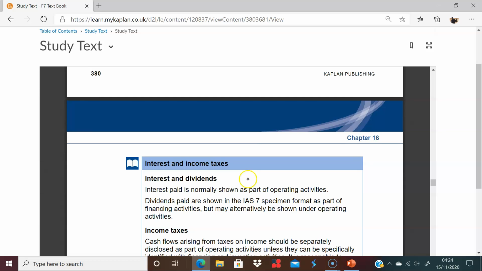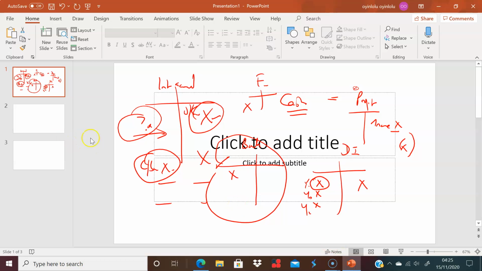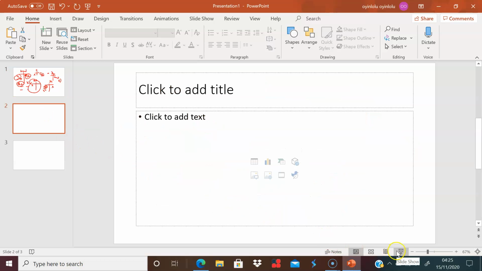Just look at this with tax paid as well. It's the same thing. Liabilities on the right side. Debit taxation expense, credit taxation charge. Let's just do it again here, because like I say, this is just an exercise. This is taking slightly longer than I wanted. But what do you have here?